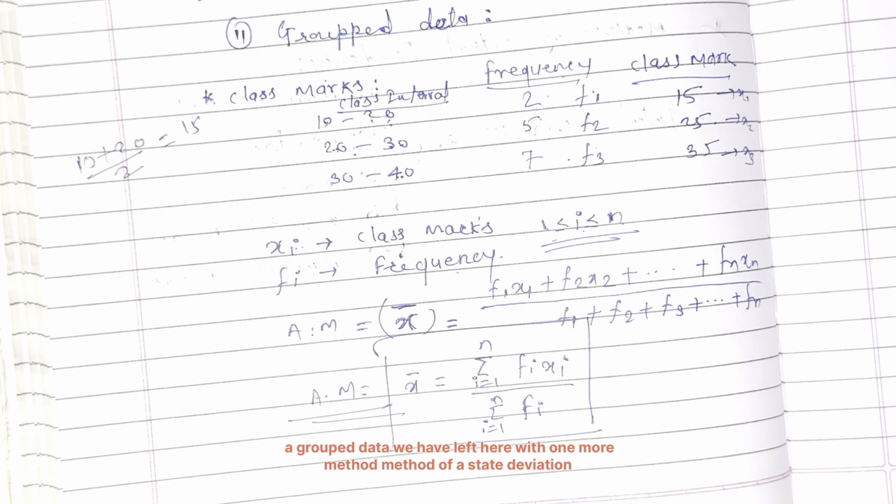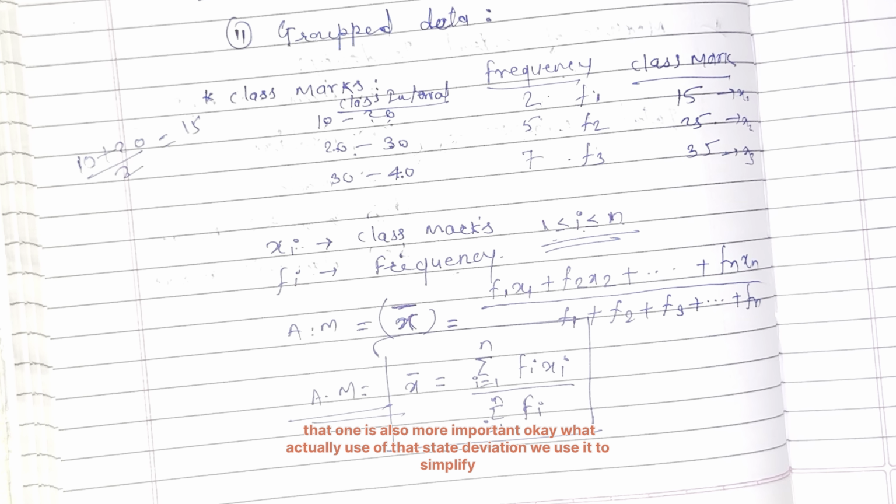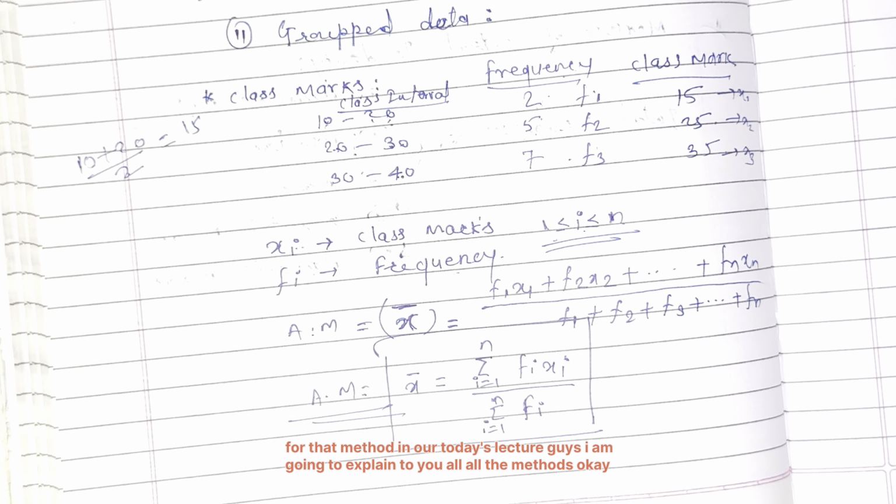We are left with one more method, the step deviation. That one is also important. What is the use of step deviation? We use it to simplify the calculations. Just to simplify the calculation, we use the method of step deviation. In today's lecture, I'm going to explain all the methods for arithmetic mean. In our next lecture, we will solve some examples.